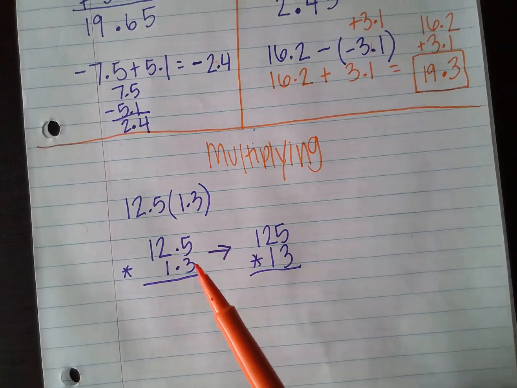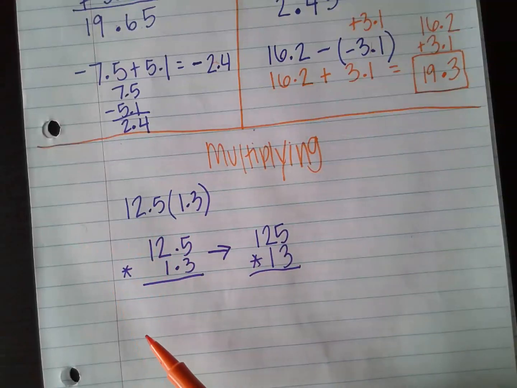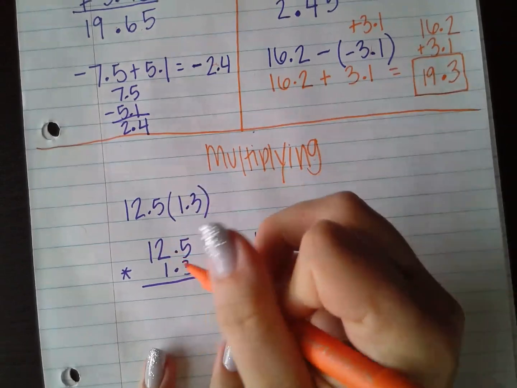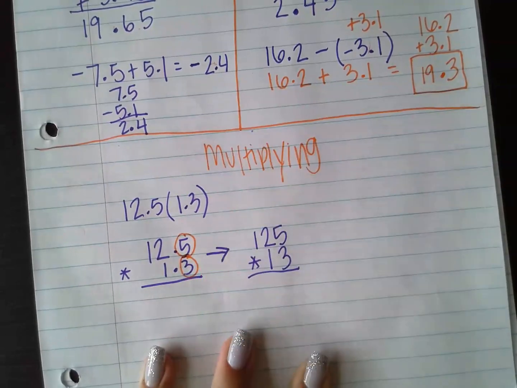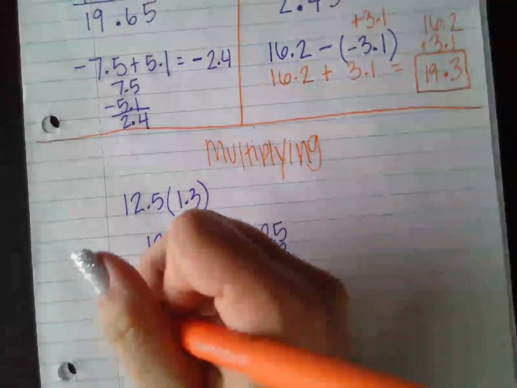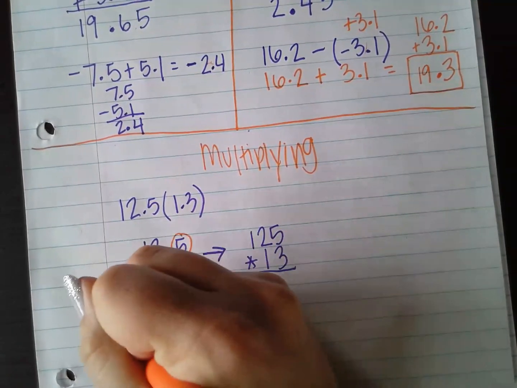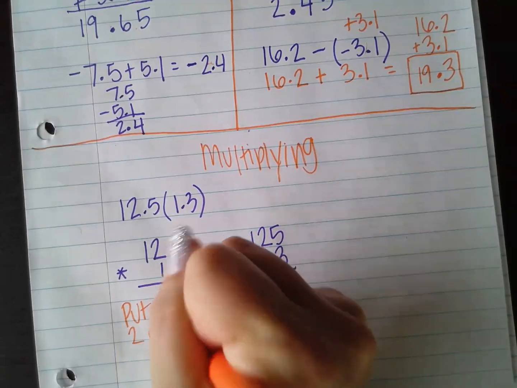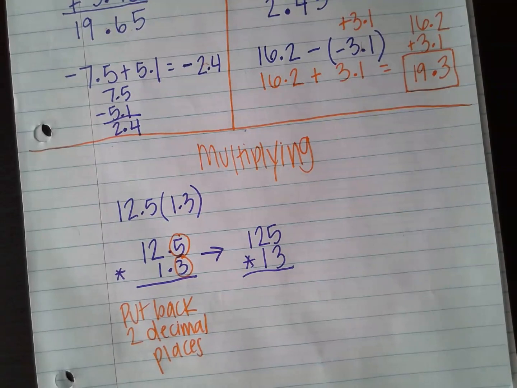So what we're going to do is figure out, once we solve this multiplication problem, how many decimal place values we need to have in our answer. If we look, 12.5 has 1 decimal place, it's to the tenths. 1.3 also has 1 decimal place, it's to the tenths. So in our answer, we are going to have to put back 2 decimal places. We're not going to put 2 decimals in our answer. We're going to need to make sure that in our answer we have 2 decimal place values. So I'll model that in a moment.